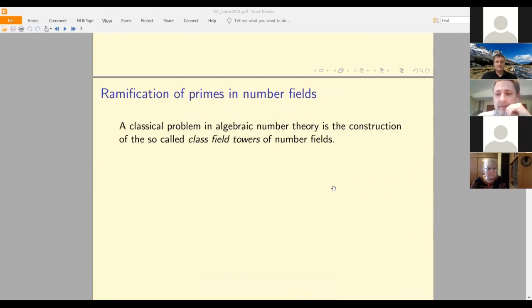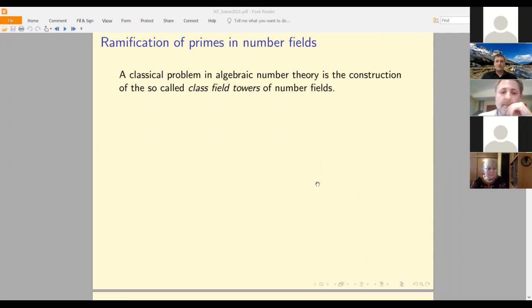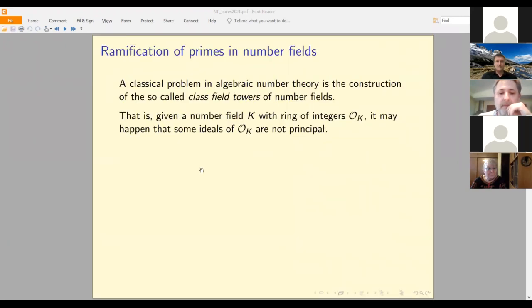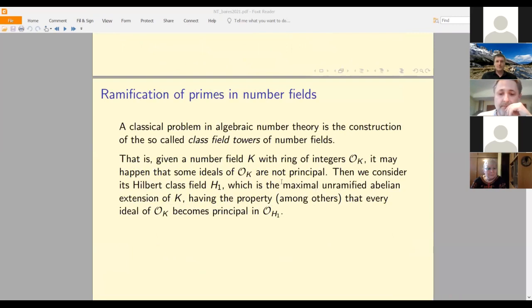A classical problem in number fields is the construction of the so-called class field towers of number fields. What is this? You have a number field and you have the ring of integers, and it might happen that some ideals in the ring of integers are not principal. So you take the Hilbert class field of this number field, which is the maximal unramified extension, having several properties, and one of them is that the ideals of K become principal in H1.